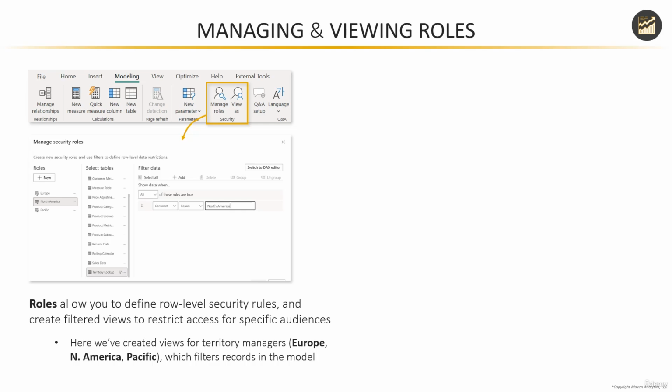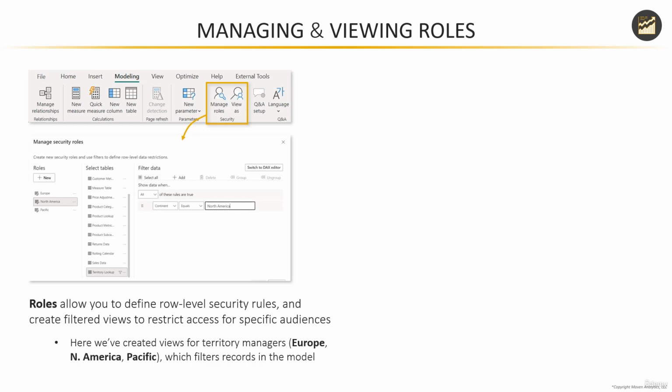Now, what's critical to understand here is that this doesn't just apply filters to the front-end report. It actually removes or filters out records in the underlying data model based on the conditions that you define. In other words, if I've been assigned a Europe role, I wouldn't be able to see or edit data related to North America or Pacific. In fact, I likely wouldn't even know that it exists.